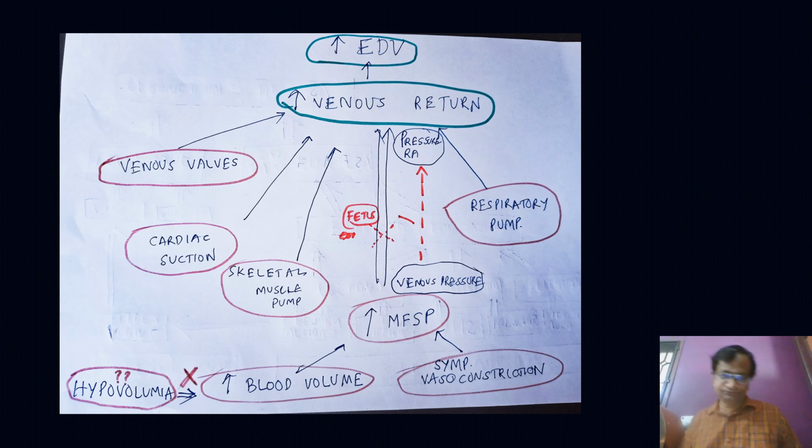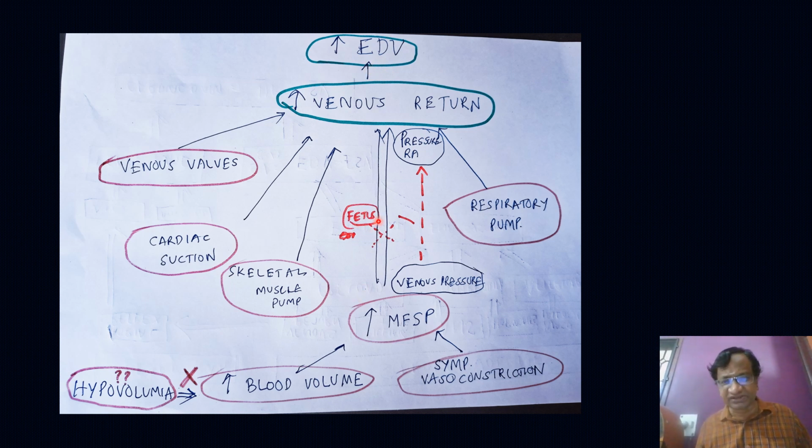Now we know the end diastolic volume. What are the things? Hypovolemia will decrease it. Blood volume increase will mean increased filling systemic pressure. Venous pressure increases, pressure in the RA increases, venous return increases. The respiratory pump, suctioning, negative pressure increases the venous return. The skeletal muscle pump increases it. The cardiac suction increases it. The venous valves don't let the blood go back. Blood in the leg veins is pushed into the femoral vein and doesn't go back unless there are incompetent valves. So sympathetic vasoconstriction, all these things increase the venous return. This will cause an increased end diastolic volume.